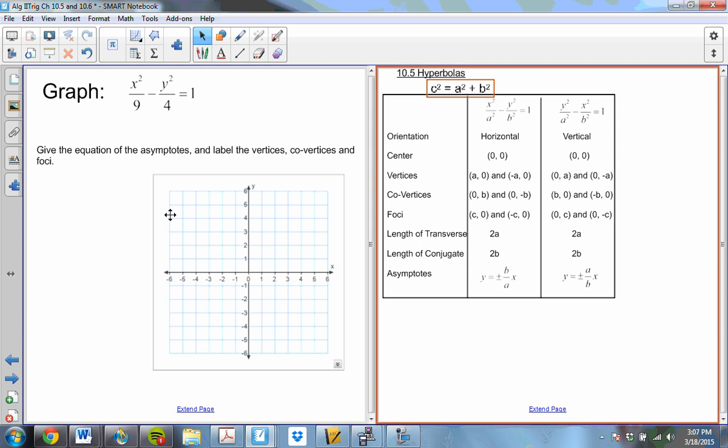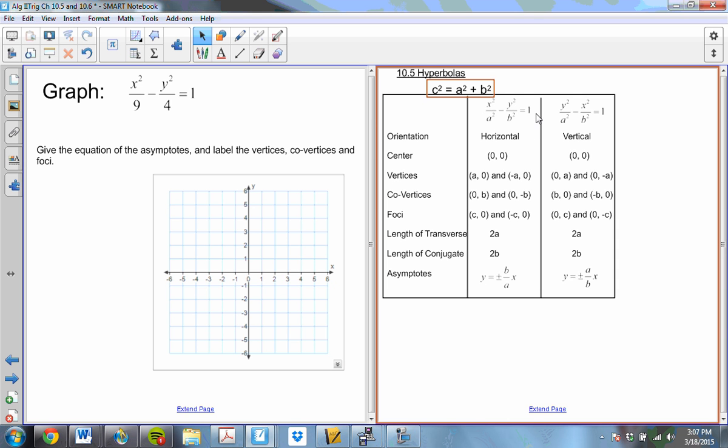And here are all the equations and formulas we can use for these hyperbolas. So I'm going to graph this hyperbola right here. What matters with hyperbolas is not A or B. A or B is what mattered with ellipses. But with hyperbolas, what matters is which comes first, the x or the y.